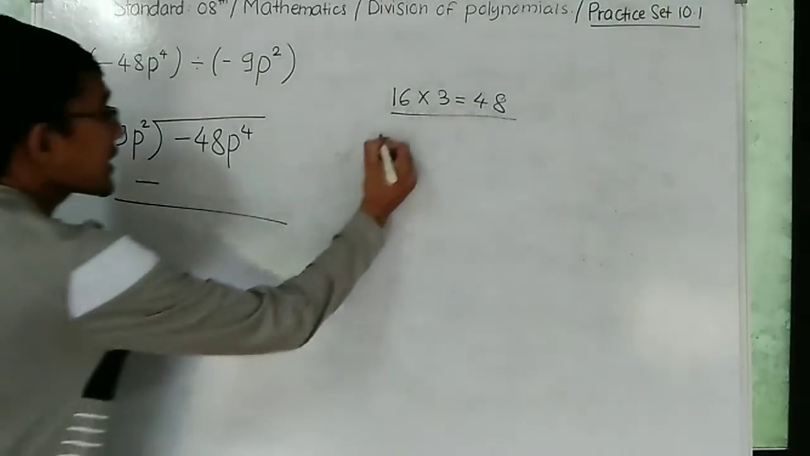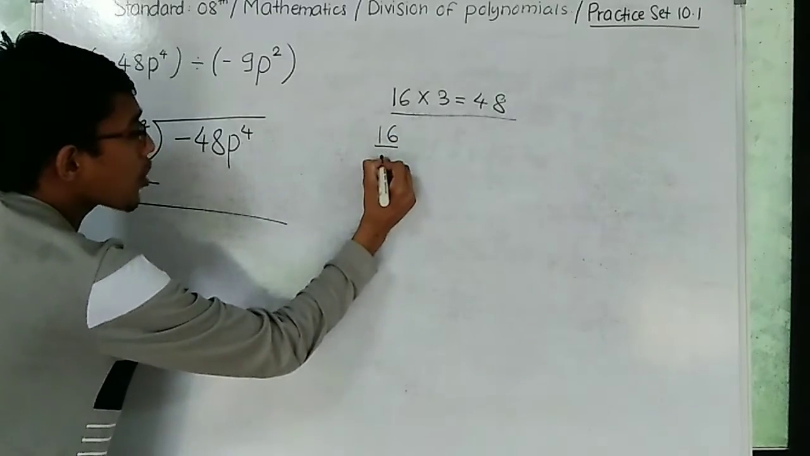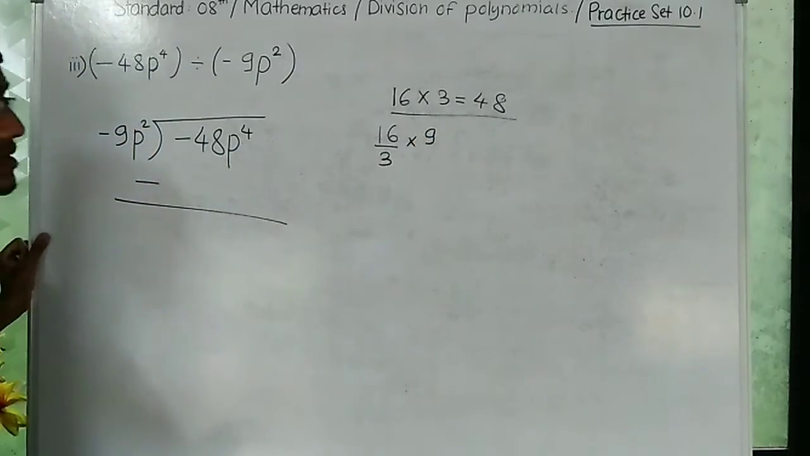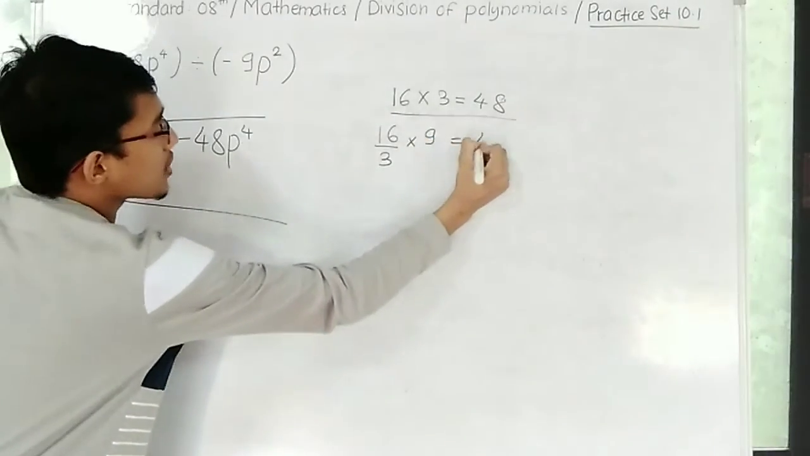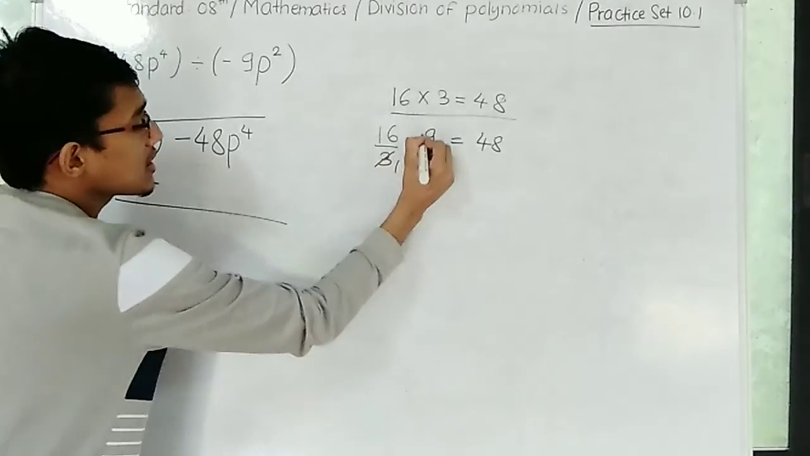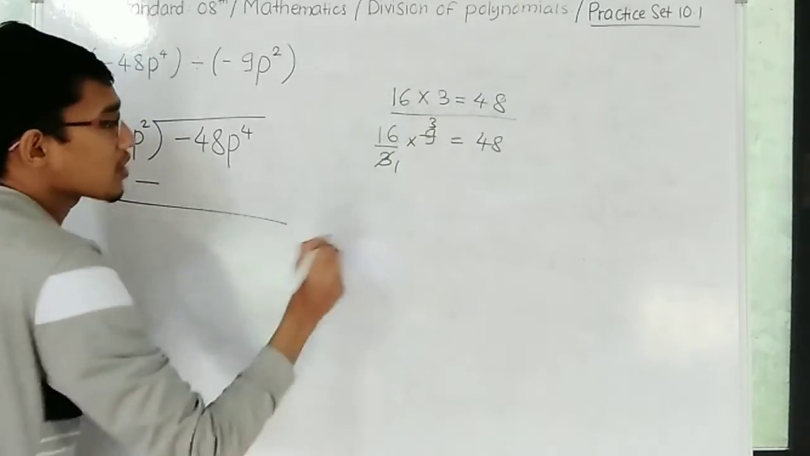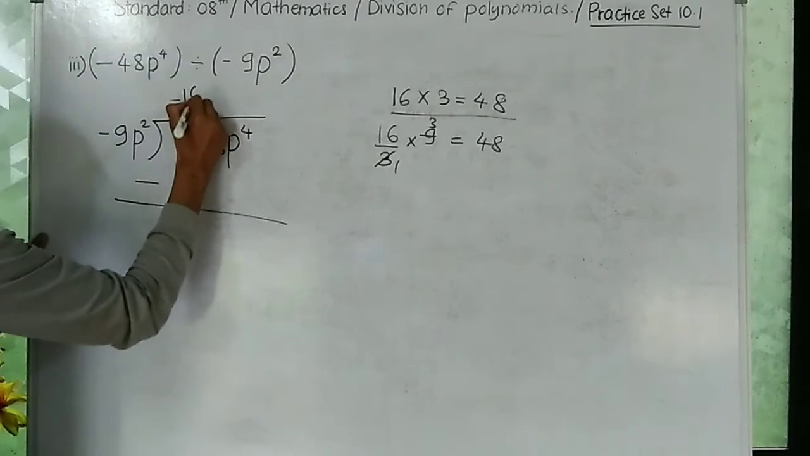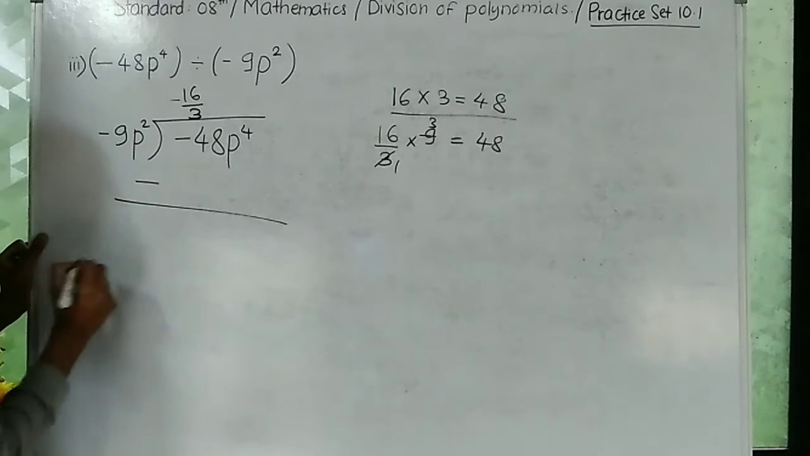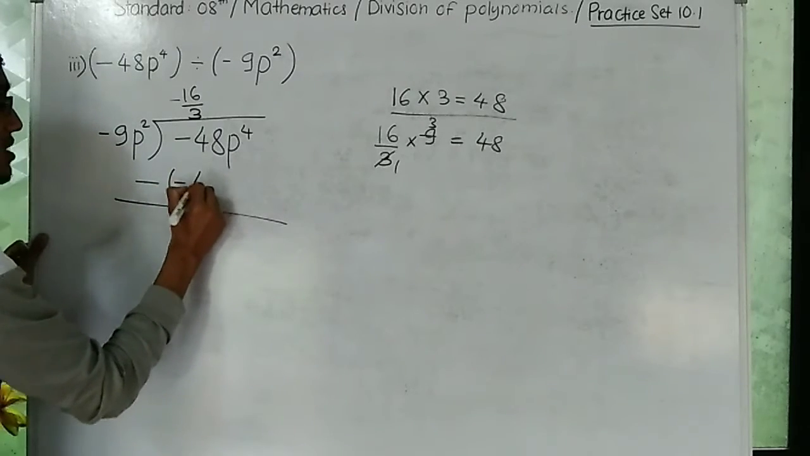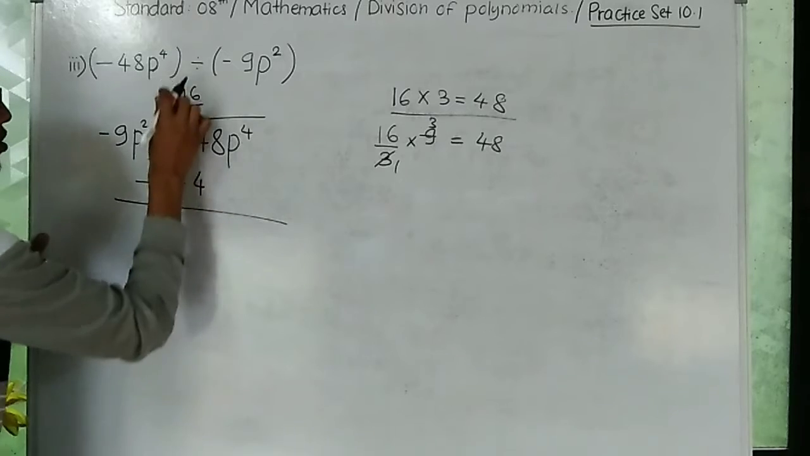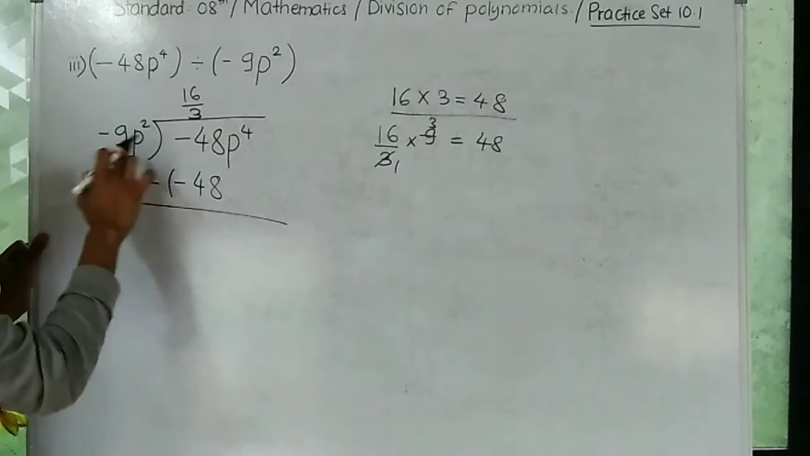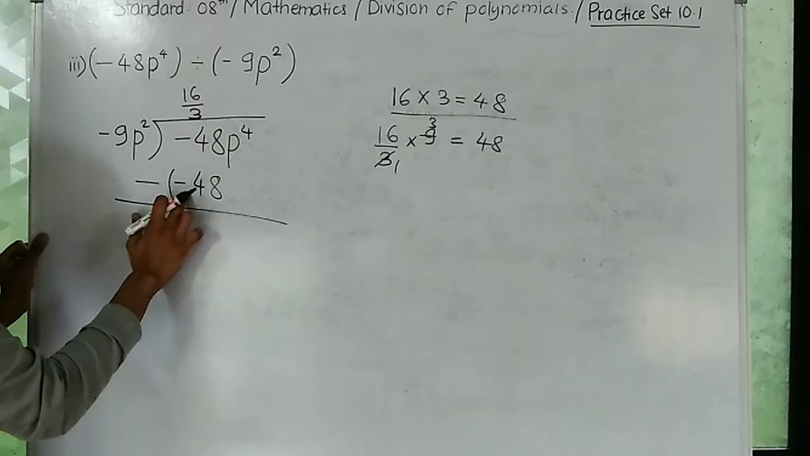So if I write 16 upon 3 into 9, what will be my answer? The answer is going to be 48, as 3 1s are 3, 3 3s are 9 and 16 3s are 48. So here we can take minus 16 by 3. Then we will get 48. I will take plus 16 upon 3 as minus into plus becomes minus over here.